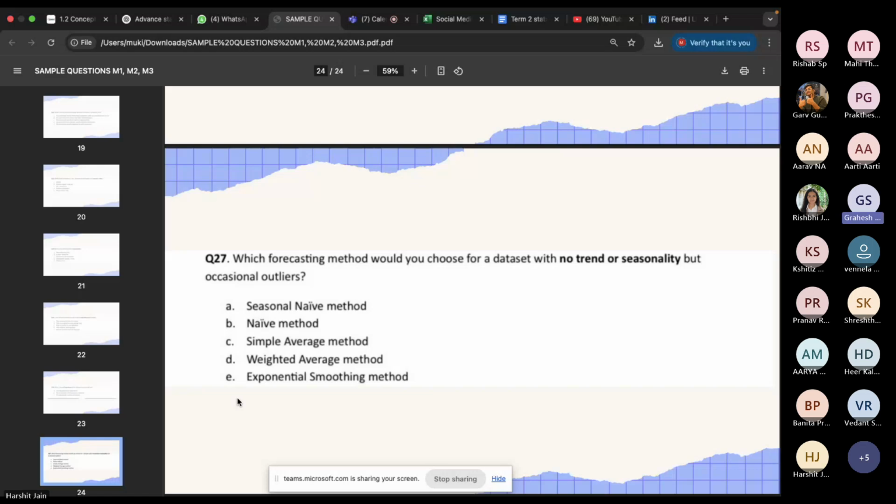I guess it's kind of in the question, no? Because every other method depends upon seasonality a little bit. But occasional outliers. I think we should also ask about this in total. I'll say the question number so you can note it, so you can also ask in tomorrow's session.